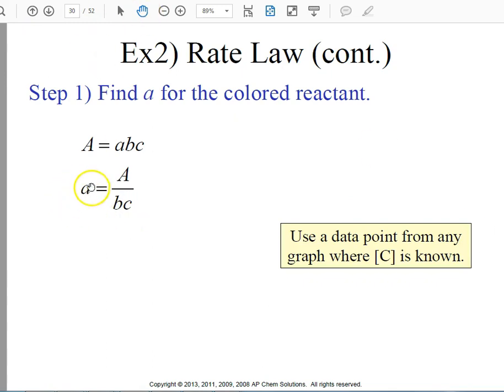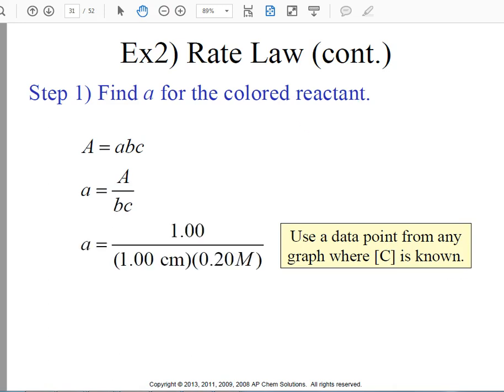We're going to rearrange to find little a: absorbance over b times c. And we're talking about the concentration, when we say c, of our colored reactant. So we're going to use a data point where our concentration is known. And our concentration was only known at the beginning, right? So at the beginning of experiment 2 is where we're pulling this data from.